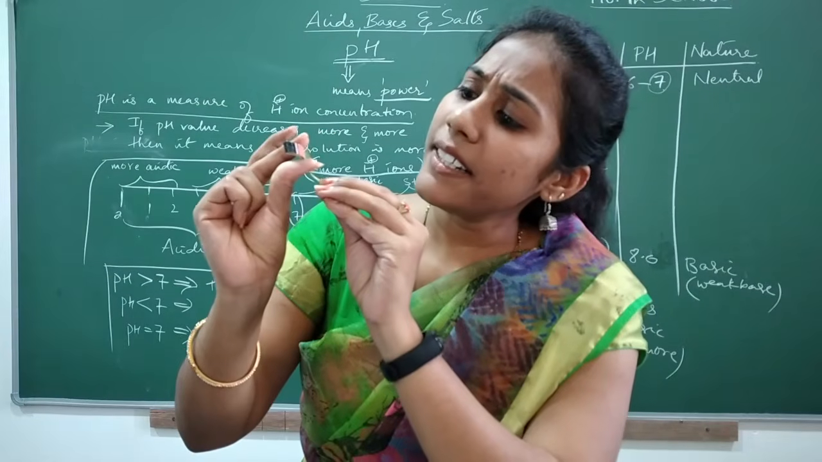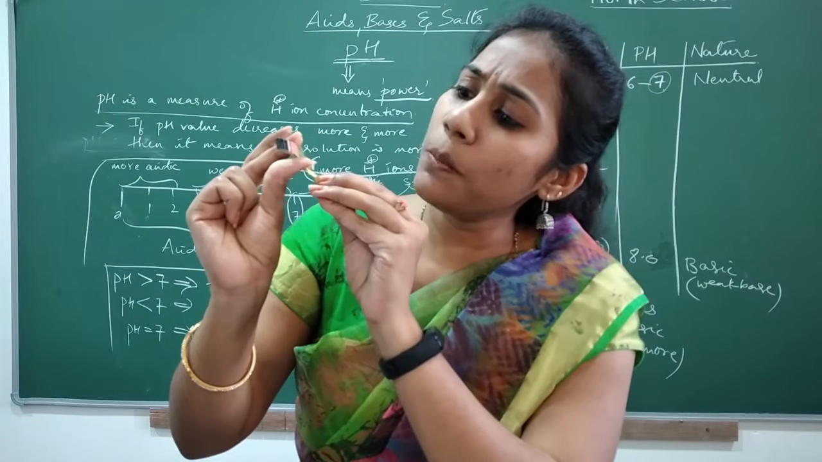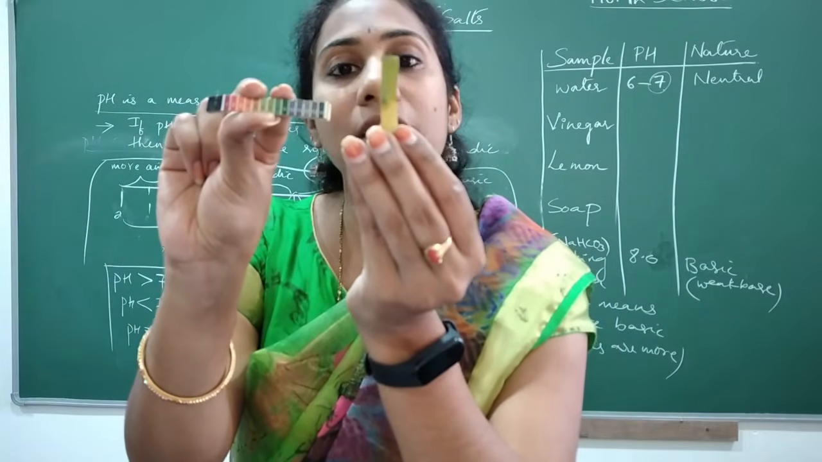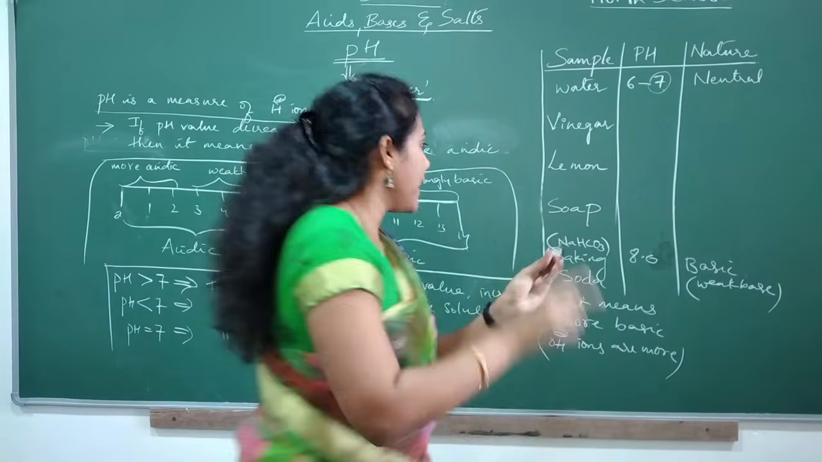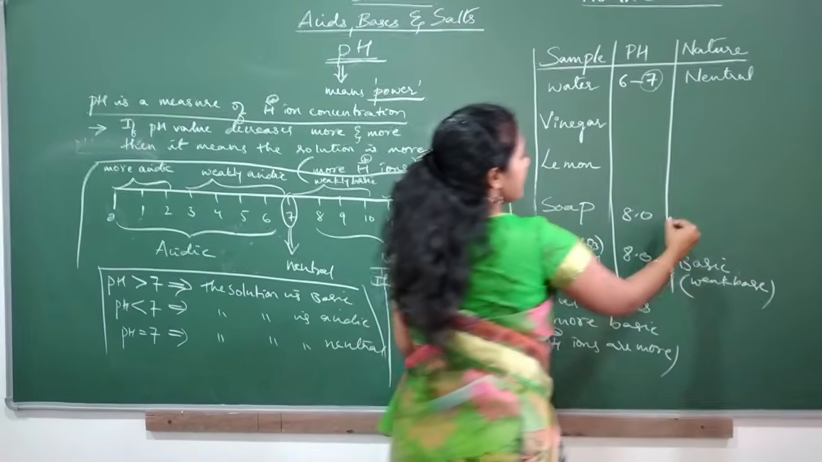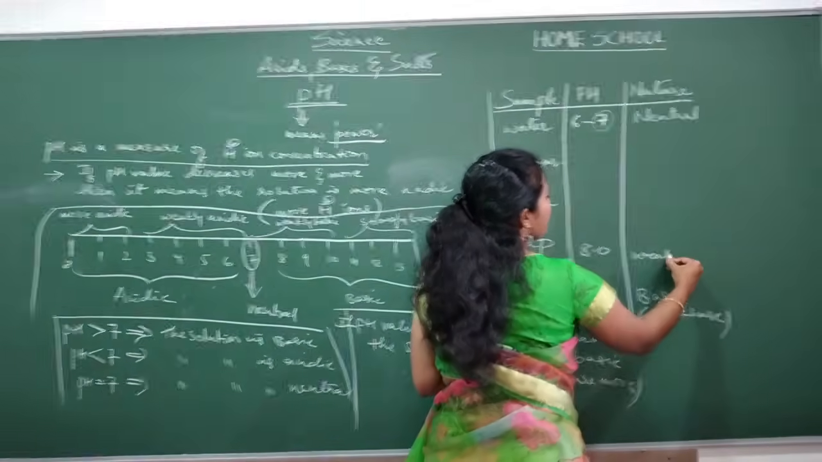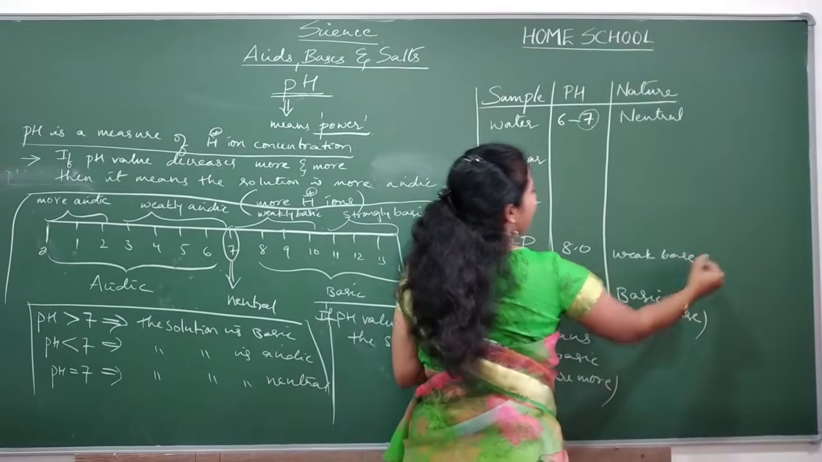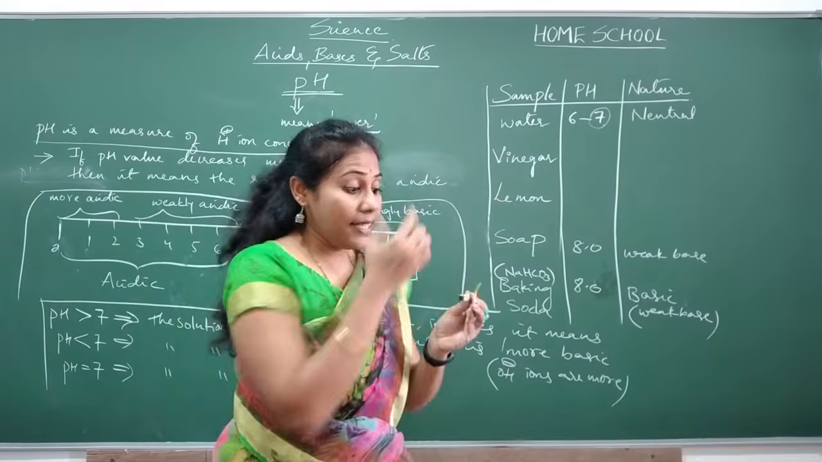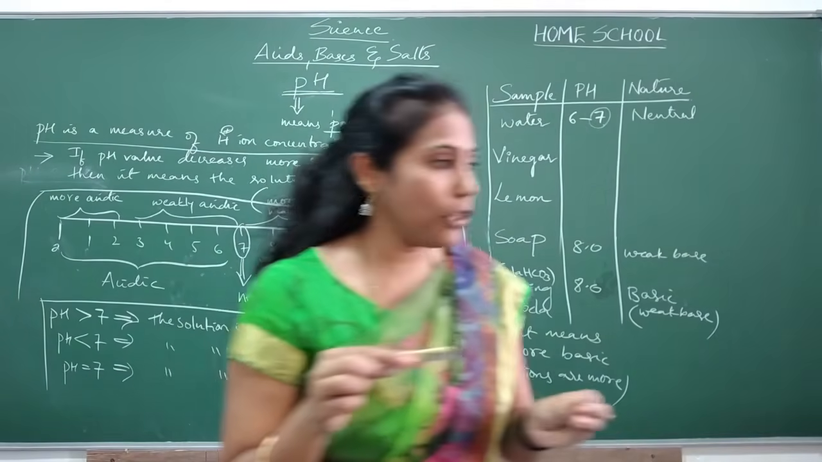Yes. It is also matching with almost 7 to 8, right? It is also matching with number 8. Okay. So pH value for soap is also 8. That means it is also weak base. Soap is also weak base. Soap is basic in nature. Fine. And now I'll take one more solution.